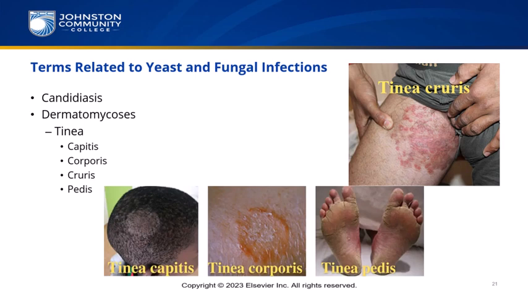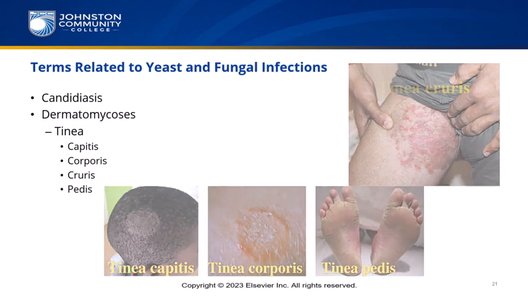Next we have tinea cruris. Cruro means leg. This is of the groin, commonly called jock itch. And then tinea pedis is of the foot. Pedo means foot. And this is also known as athlete's foot.